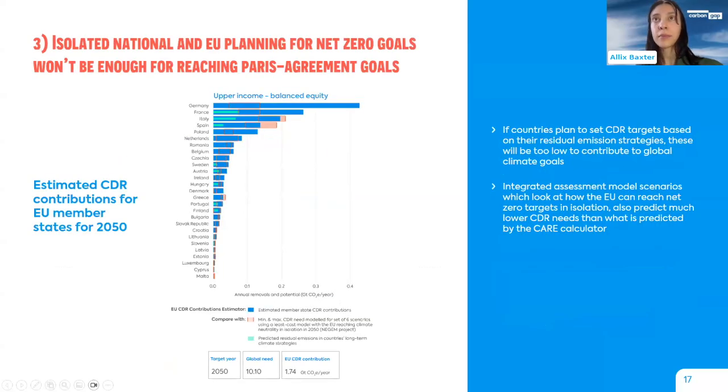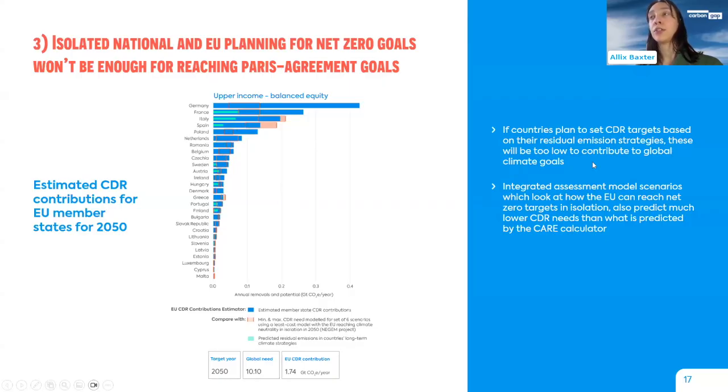Finding number 3. So isolated national and EU planning for net zero goals won't be enough for reaching Paris Agreement goals. So if you remember with the final page of the CDR calculator, we compared our data to some other data sources which showed what is the ambition currently in member states, or what could be the ambition. For example, these teal bars are the residual emissions.